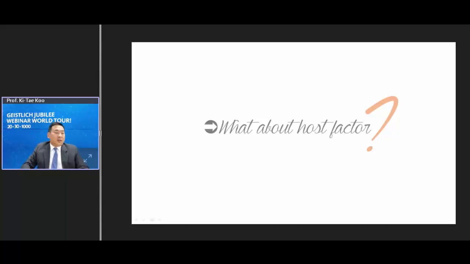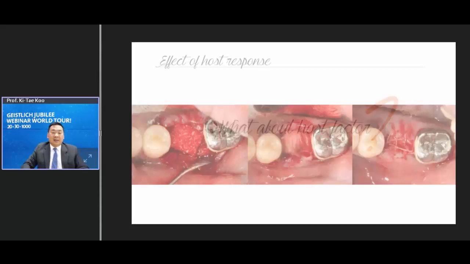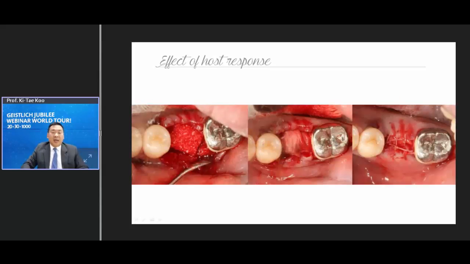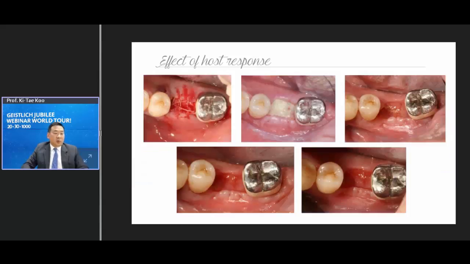Now, there is an issue about host factor. Does host factor matter? My answer is yes, and I would like to show you this case. We did ridge preservation procedures. We used a BioOss collagen, BioGuide, double-layer BioGuide, and an open membrane technique. And you'll be quite shocked with the results.